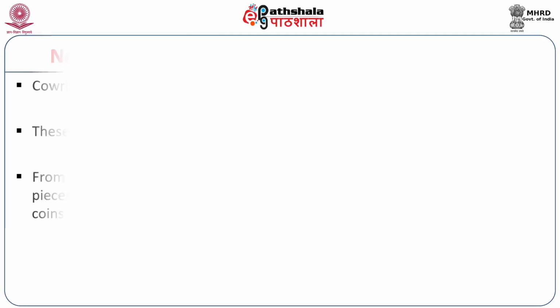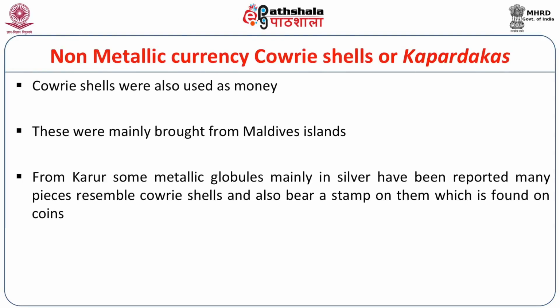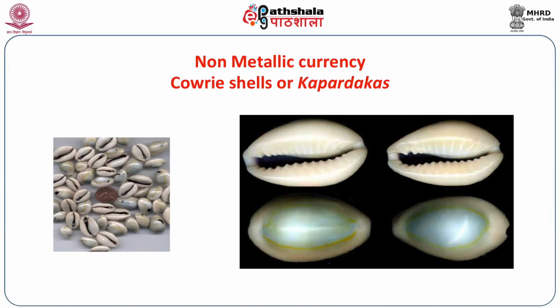What is very interesting is that in far south, you find particularly from Karur region and Coimbatore that certain coins have been found which are like cowrie shells, and they have the teeth like cowrie shells, and they have also been stamped. So these were also accepted as currencies. But it is very strange that why they were minted in silver. So these were actually silver globules.